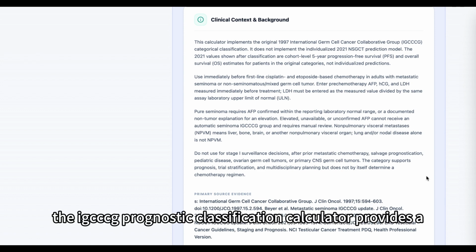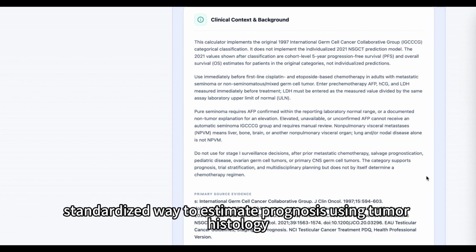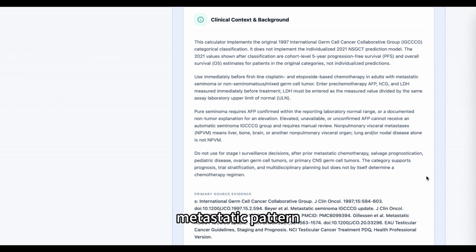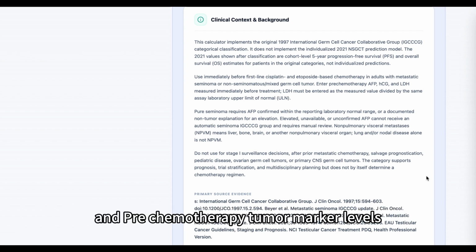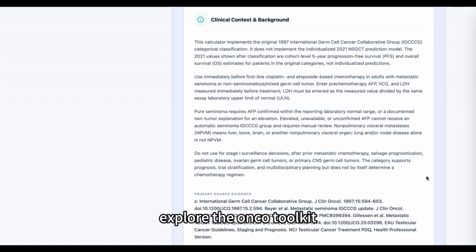The IGCCCG Prognostic Classification Calculator provides a standardized way to estimate prognosis using tumor histology, primary tumor site, metastatic pattern, and prechemotherapy tumor marker levels. For more oncology calculators and clinical decision support tools, explore the OncoToolkit.